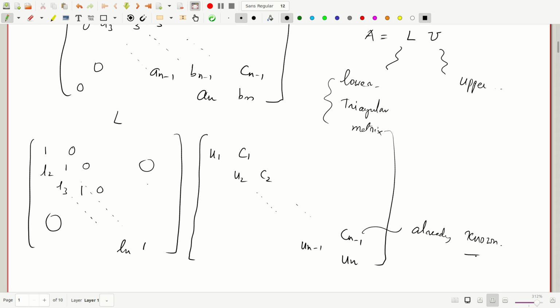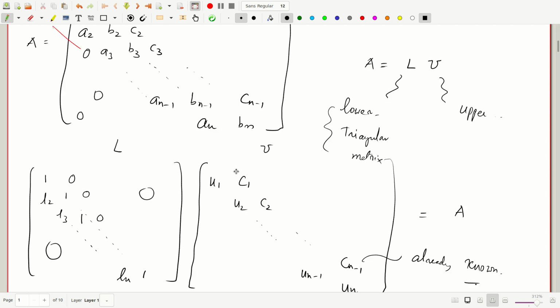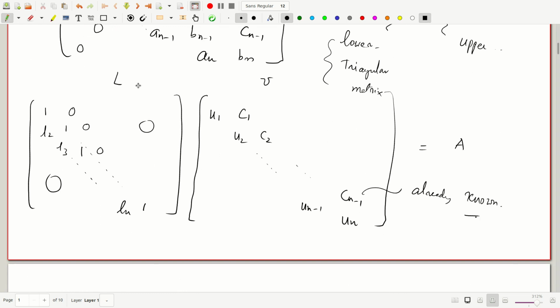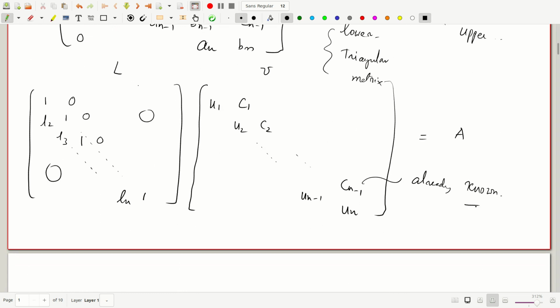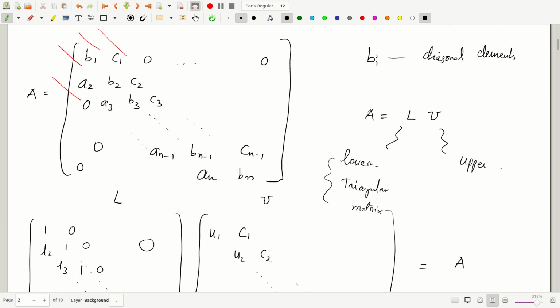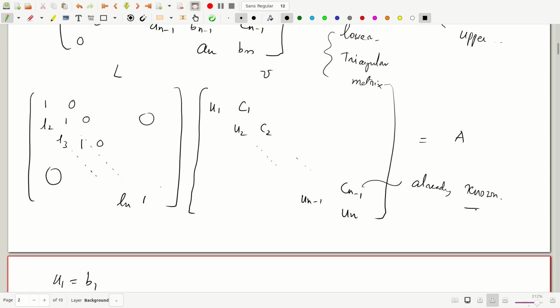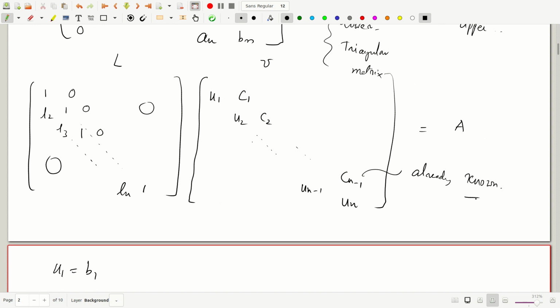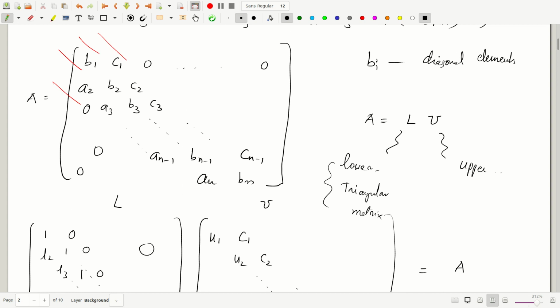So basically you multiply L with your matrix U to get the elements of the matrix capital A, which is written here. If I do an element by element multiplication, then if I multiply the first row with the first column, I'm going to get U1 equals B1, because in the A matrix the first element is B1. Similarly, multiplying the first row with the second column gives C1 equals C1, so that is of no interest.